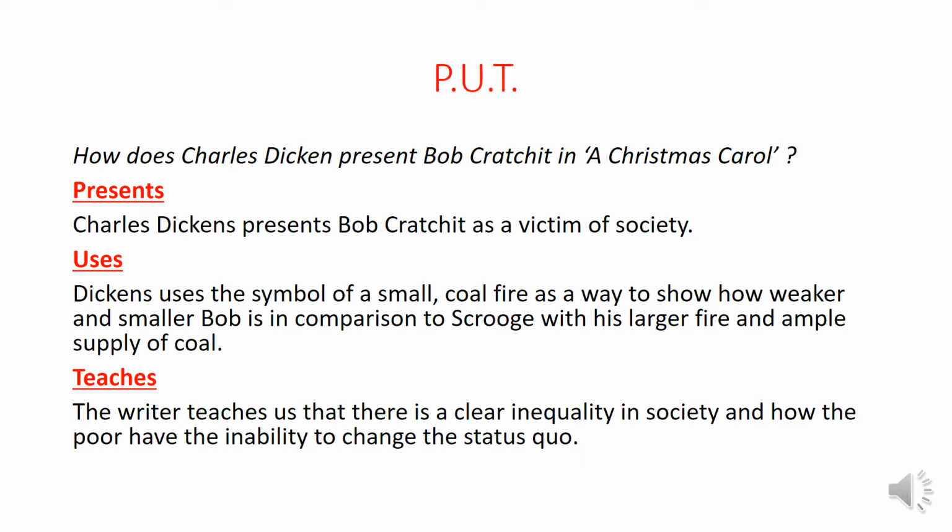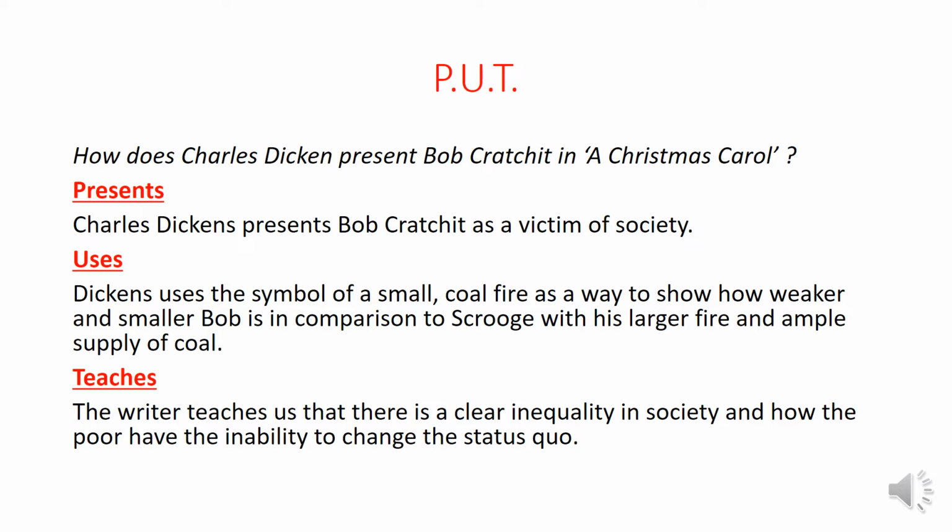Well, the P represents presents. So, you need to be thinking about how does the writer present it. So what interesting idea can you tell us? So Dickens presents Bob Cratchit as a victim of society. Now that's my own word that I've used, and it's an idea that I've come across when I'm looking at the text itself. So it's not in the text, it's something I've added to it. Very, very simple, that's your idea. So my idea is that Bob is being presented as a victim of society.